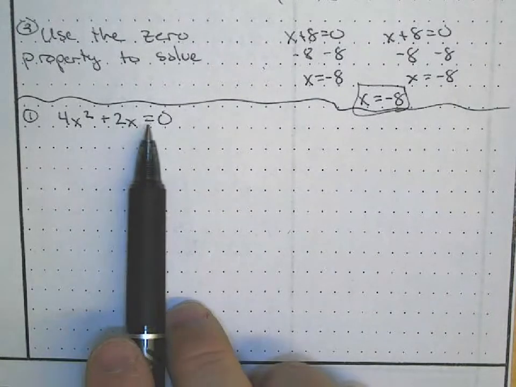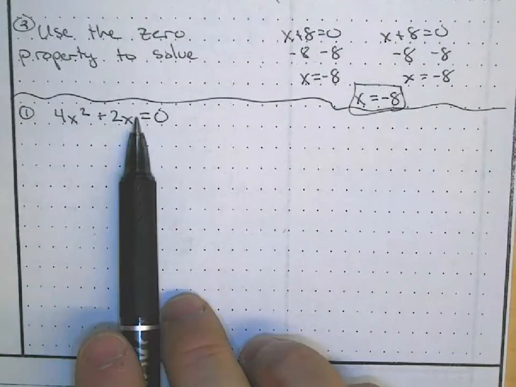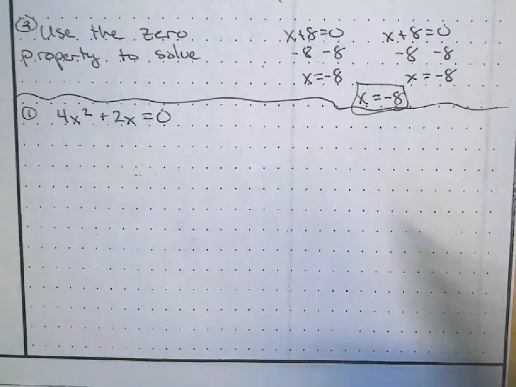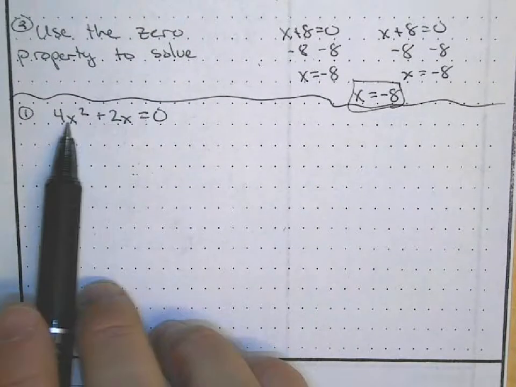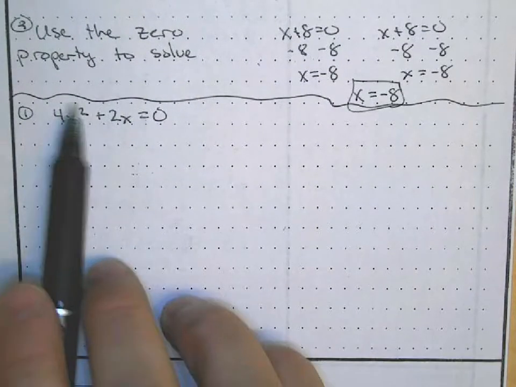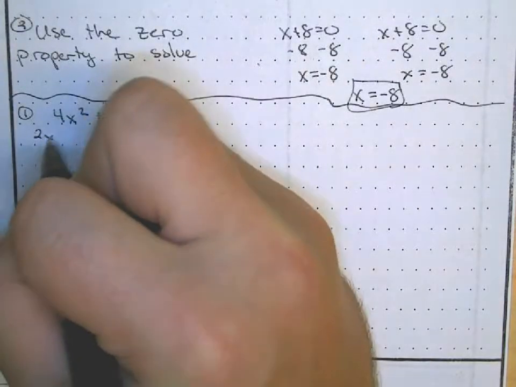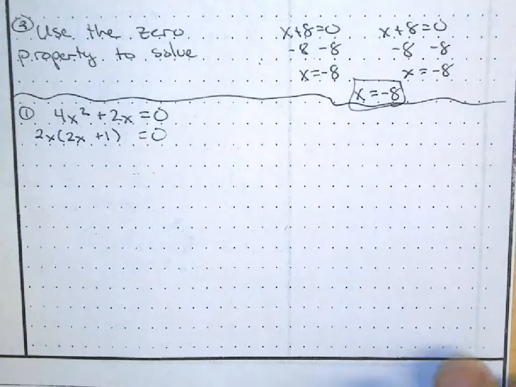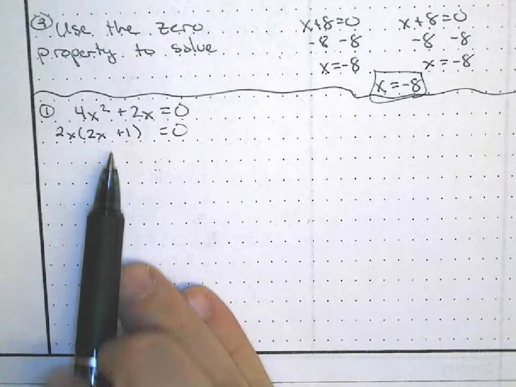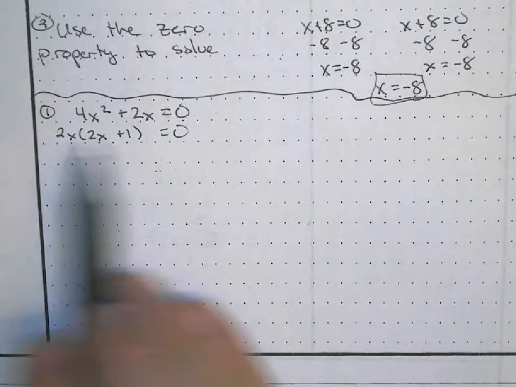In this case, am I already set equal to 0? I have everything, all my x's and stuff on this side, and on my right-hand side I have a 0. So I'm ready to move on to factoring. So I want to find the greatest common factor. What can I factor out of both 4x squared and 2x? I can factor a 2x out. I get 2x plus 1. And I'm done factoring.